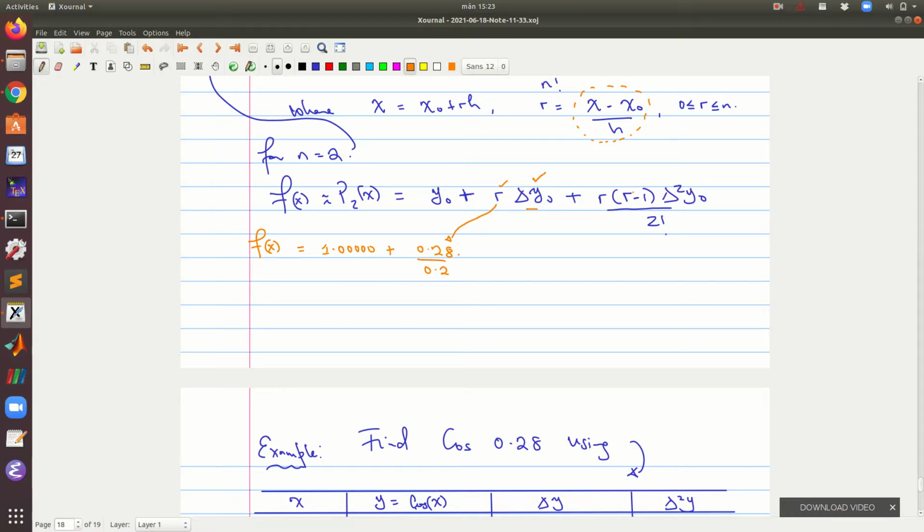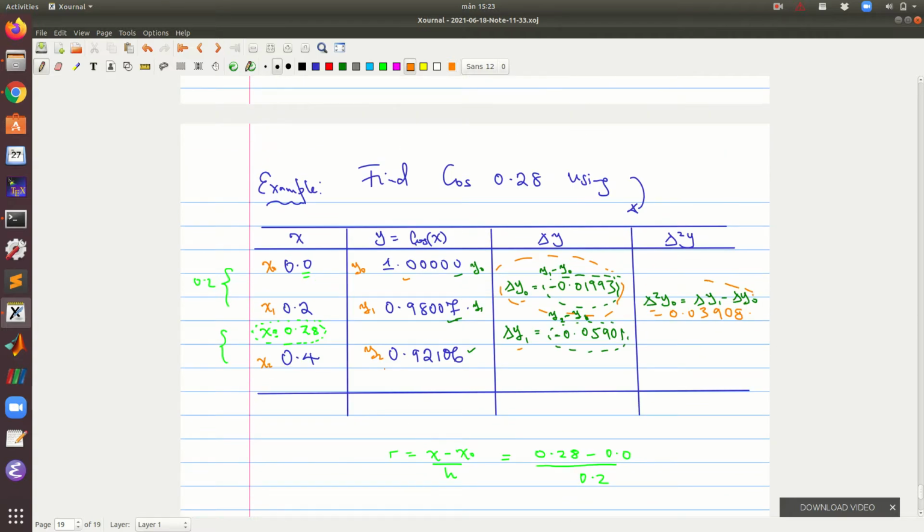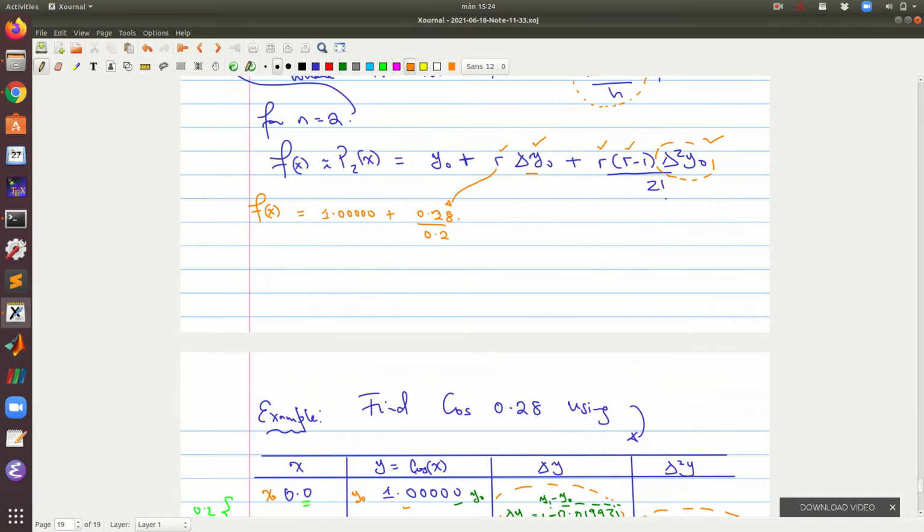Then this one here, we know the r, and then we know this second forward difference here also. The value is this one here. We already have it here. So we have everything we need. It's just a matter of plugging in all the values here, and then you have your f, actually this is f evaluated at 0.28, okay, which we can now get using this here.